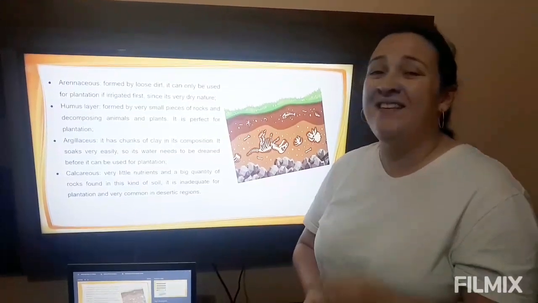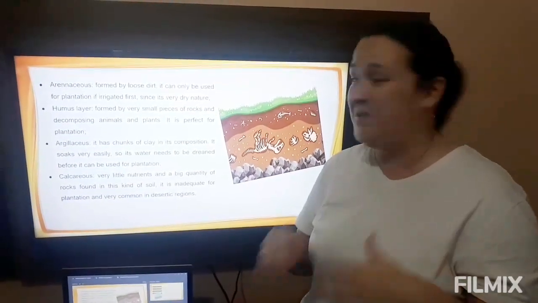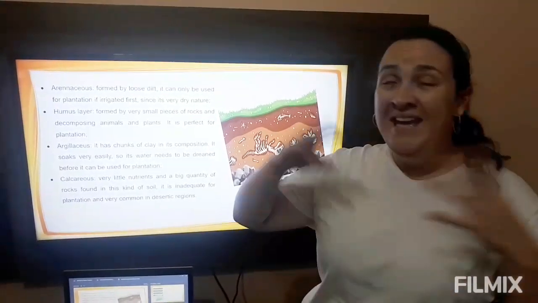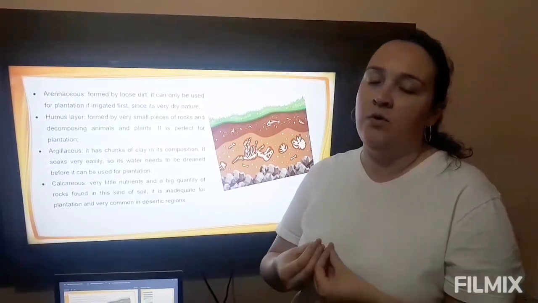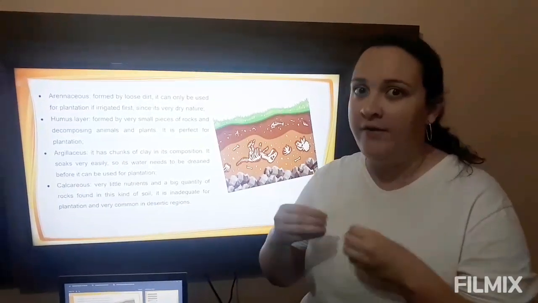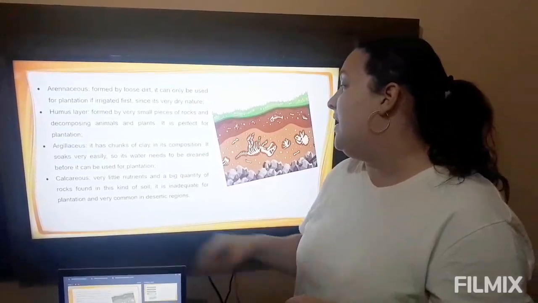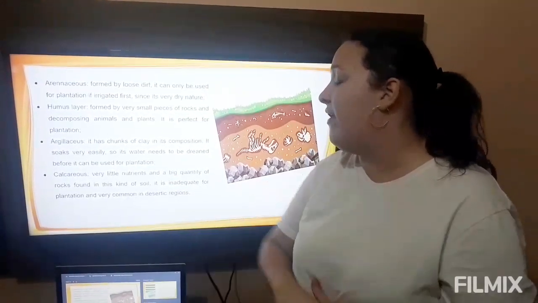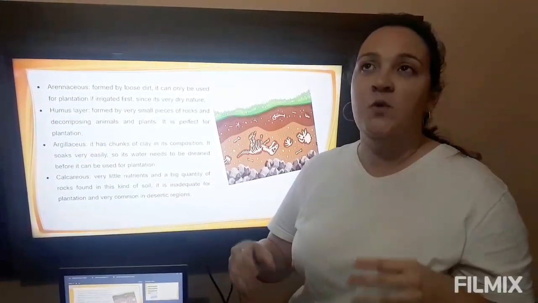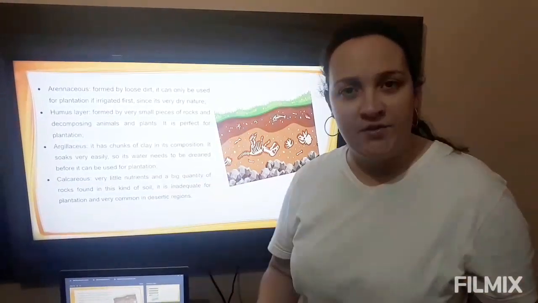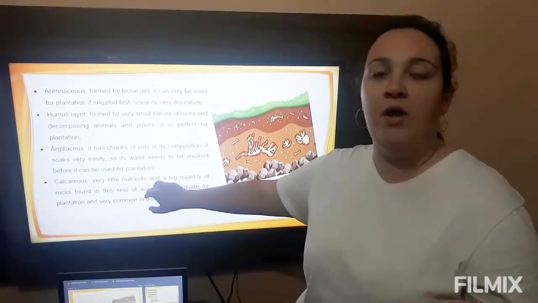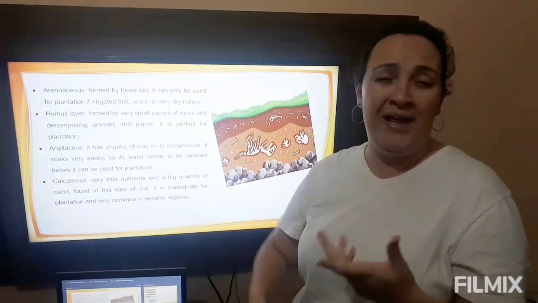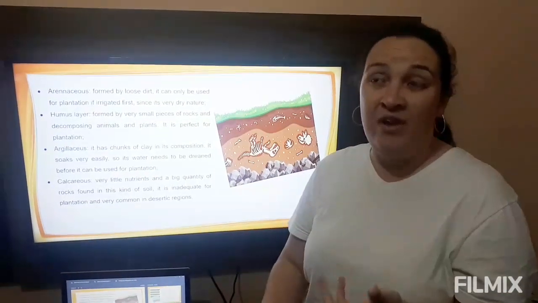Calcareous. It has very little nutrients, almost zero, and a big quantity of rocks. So plantation in this kind of dirt is very, very difficult. It is inadequate for plantation and very common in desertic regions. If you think of the Sahara Desert, for example, the soil is considered calcareous because you have no plants, you have no rest of anything there.